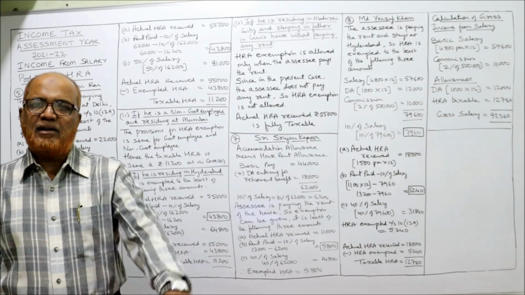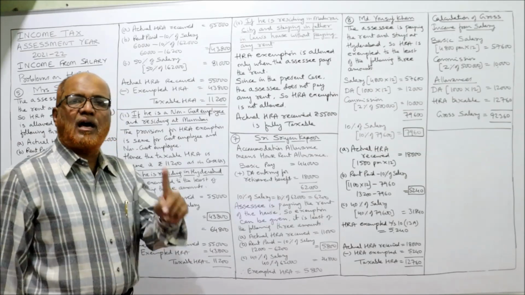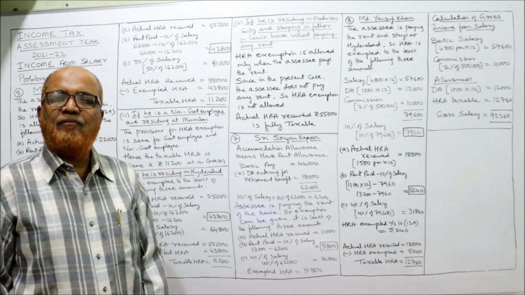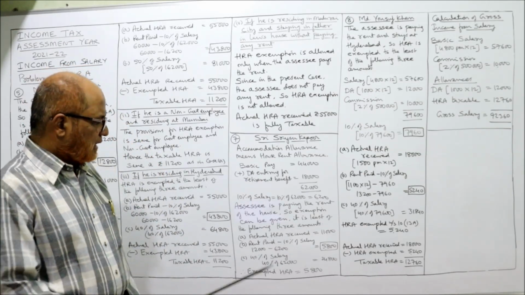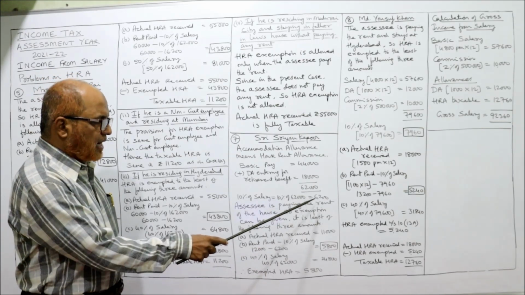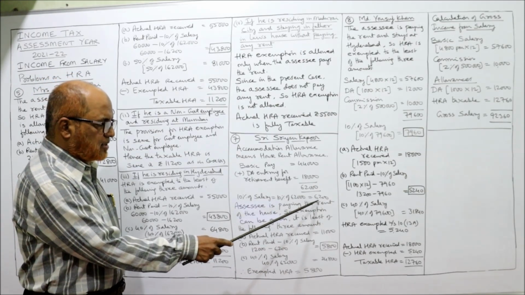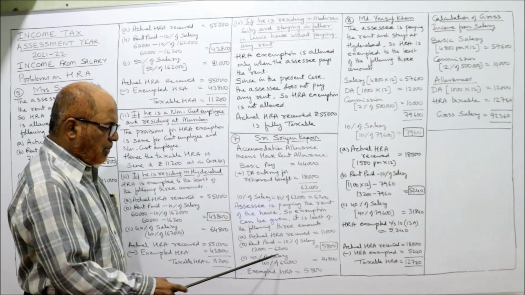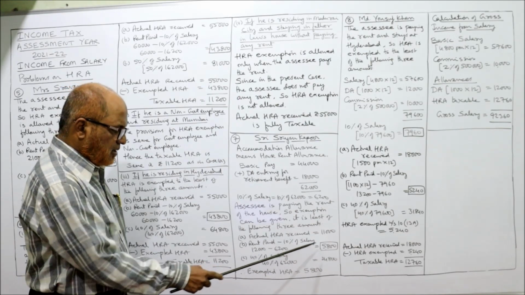Second, rent paid minus 10% of salary. How much is the rent paid given in the problem? 1,000 per month, 1,000 into 12, 12,000. Minus 10% of salary we have calculated, 6,200. So 12,000 minus 6,200, 5,800.